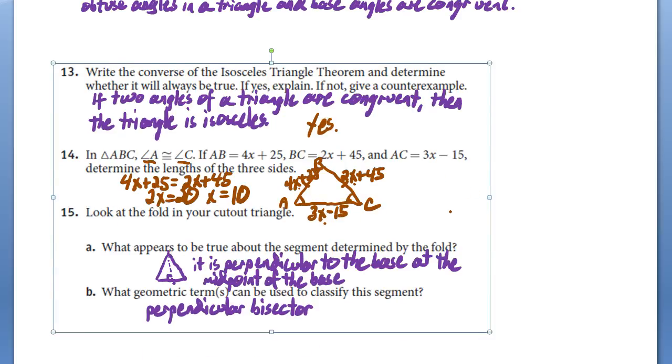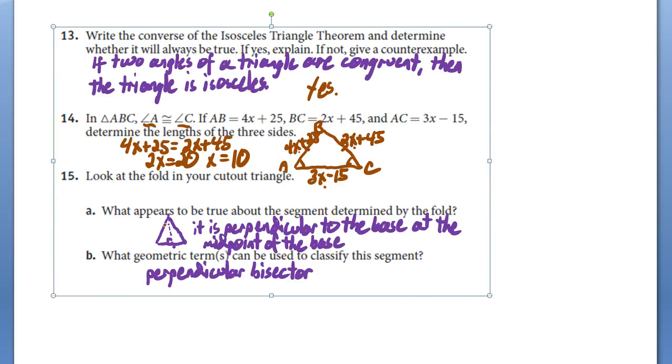Number 15, look at the fold in your cutout triangle. So we didn't actually cut a triangle out, but we just thought in our minds what it would look like. So it would be a triangle like this, and then folded right down the middle. What appears to be true about this segment? Well, it would intersect the base at a 90-degree angle, and it looks like it touches the exact midpoint of the base. So question B, what geometric term could be used to classify that segment? We could call it the perpendicular bisector.